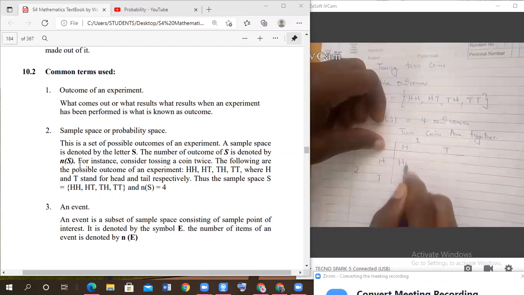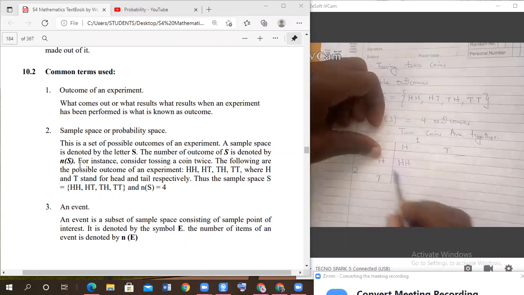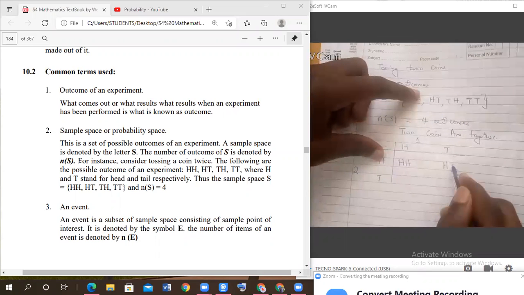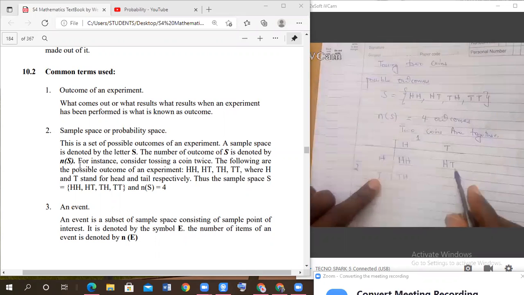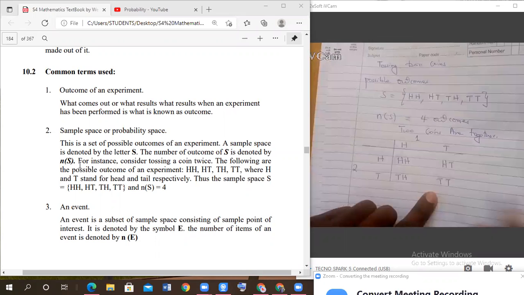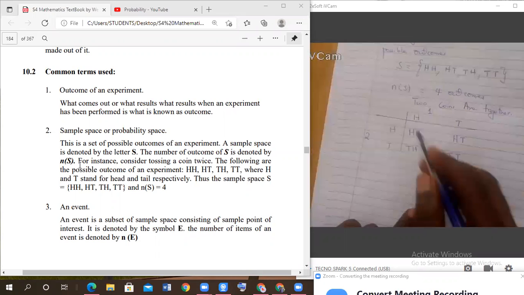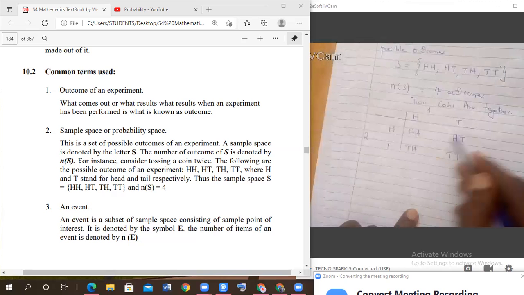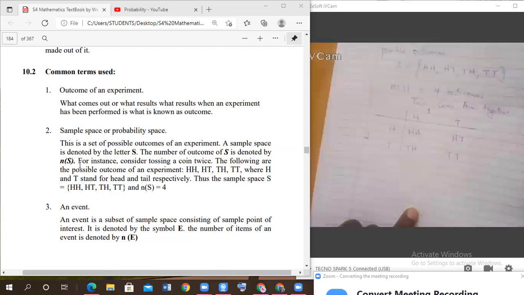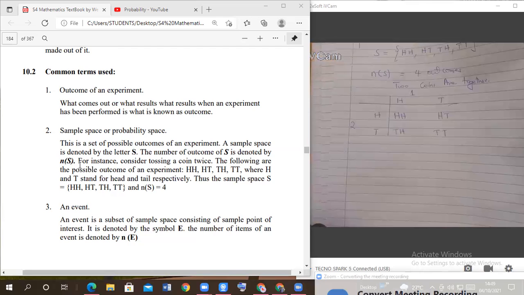So I will get head, head. What do you get? Head, tail. Now when I come to tail, this is tail, head, then tail, tail. Now what we have got here, this is our sample space, or probability sample. Okay? Members, are we together?